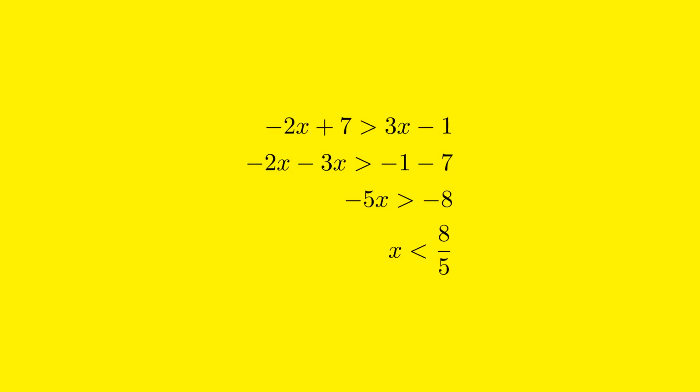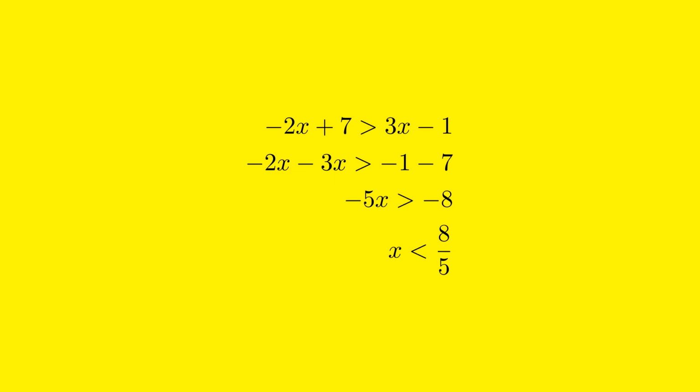We are given the inequality negative 2 times x plus 7 is greater than 3 times x minus 1. Our first step is to isolate x, meaning we will aim for an expression in the form x is less than or greater than some number. Let's try to get all terms involving x on one side of the inequality. Looking at the inequality, we have x terms on both sides. We can begin by subtracting 2x from both sides, which gives us 7 is greater than 5x minus 1.